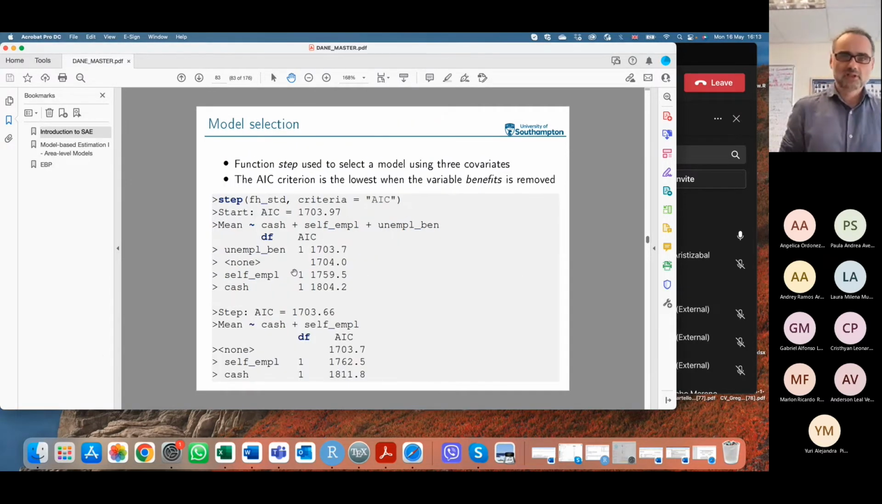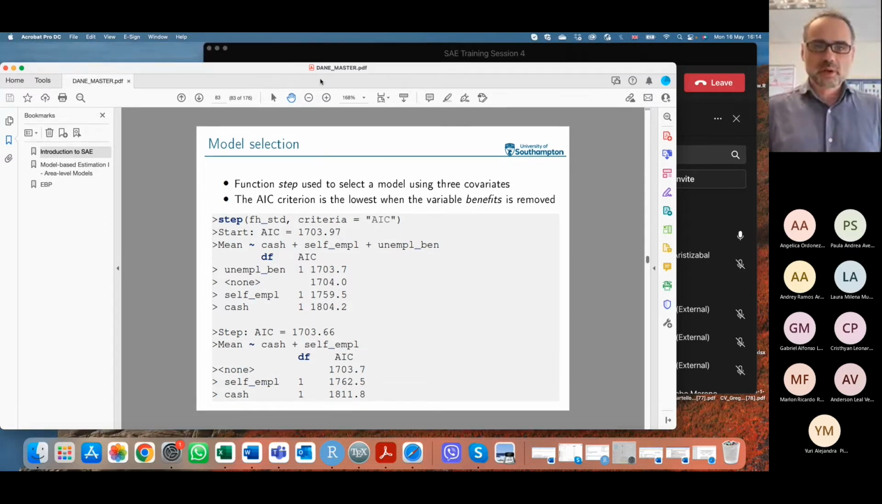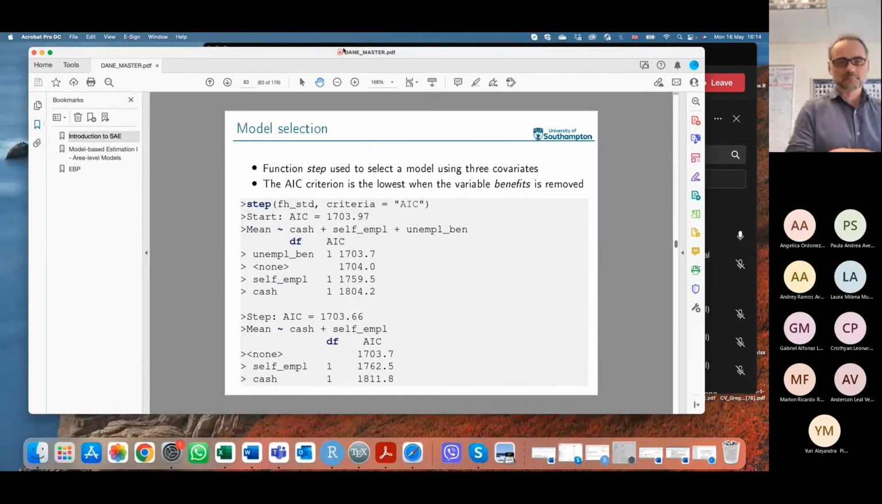Right, so let's move on. Model selection. In EMDI, you can use a function called step, and then you can use a criterion to select which model fits the data best. Here we're using the AIC criterion, the Akaike information criterion, but there are other types of criteria you can use in order to select the model.